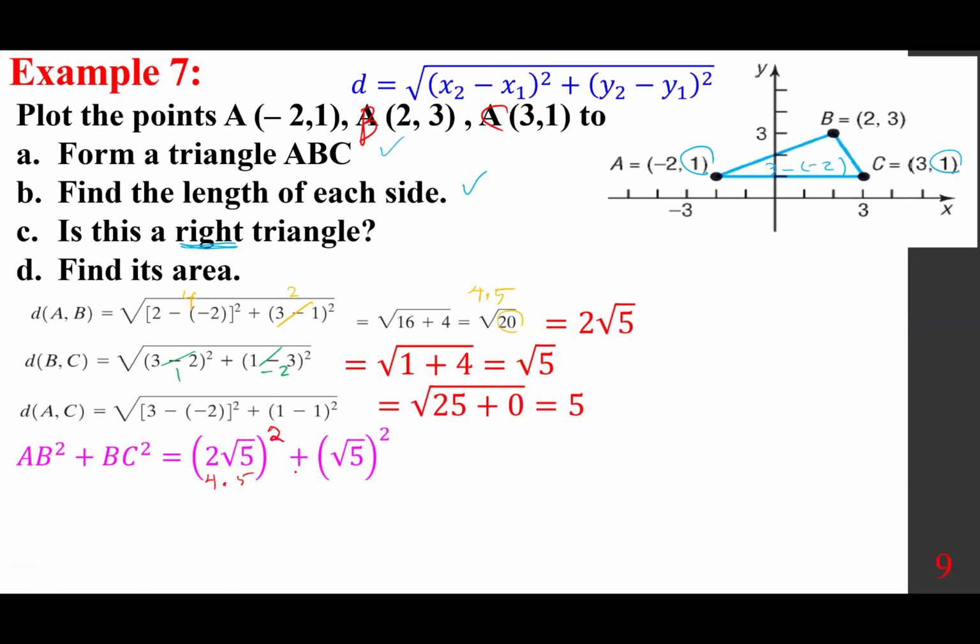Okay, 4 plus 5 is 9... 4 times 5, 20, plus 5 is 25. And as you know, the other side, AC squared is also 5 squared, which is 25. And this is a proof that, yes, this is a right triangle.